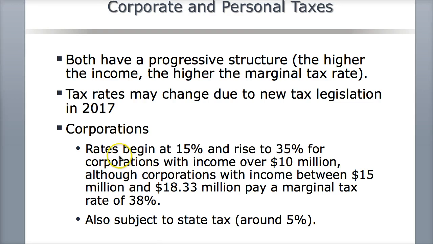Now, for many of the problems in this textbook, they may refer to the 2017 progressive rates for corporate tax, which begin at 15% and rise to 35%, as we saw on the chart earlier. After 18.33 million, they'll pay a marginal tax rate up to 38%, and over the 18 million, it's back down to 35%, as we saw before.